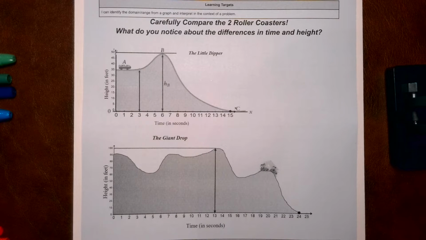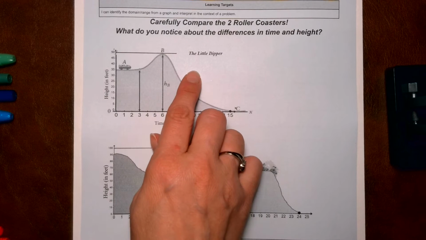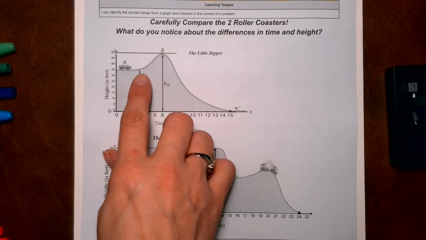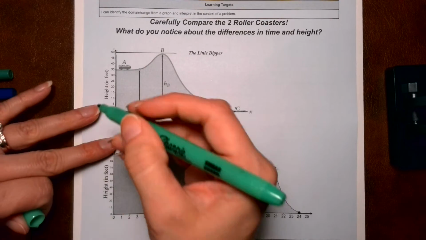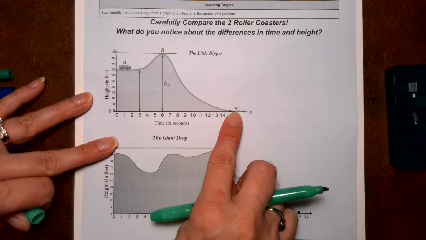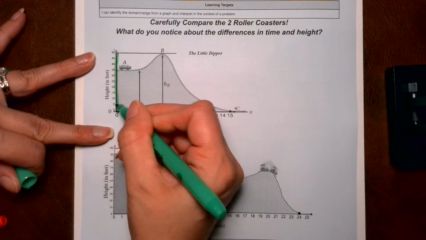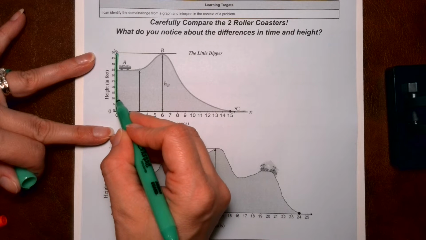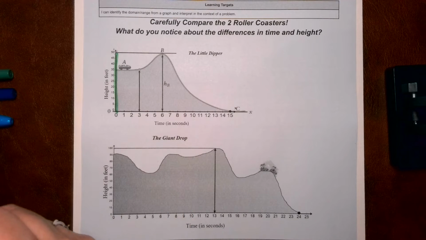Let's take a look at the height. How tall are these roller coasters? What's the highest this roller coaster gets? So the Little Dipper, if you notice over here, the highest that it gets is 50, and then it goes all the way down to the ground. So right here is the height. It goes from 0 all the way up to 50 at its tallest.